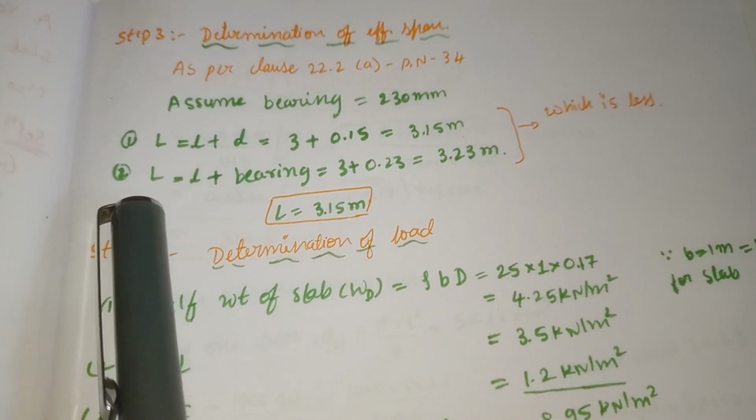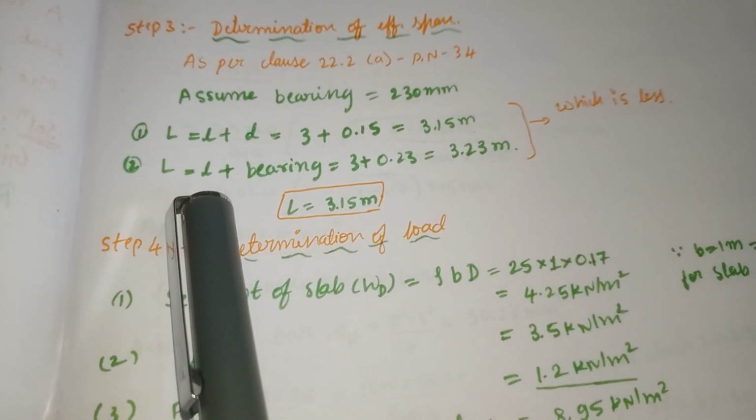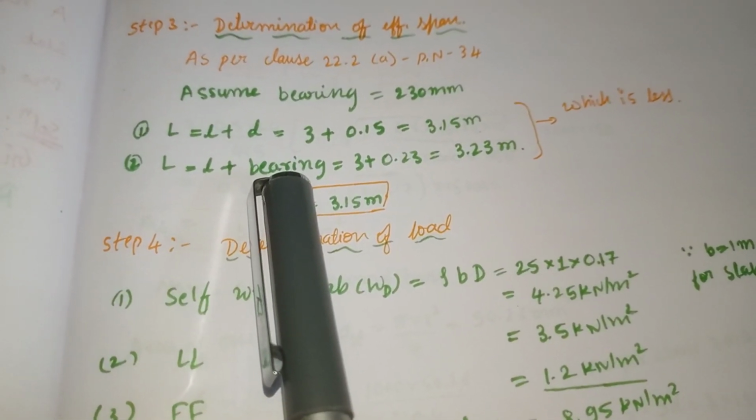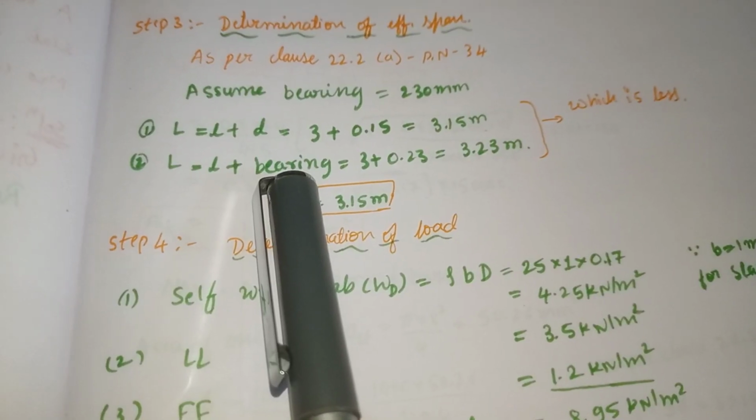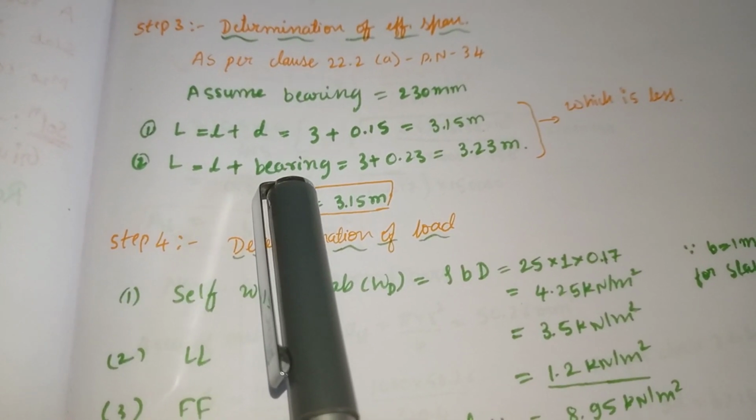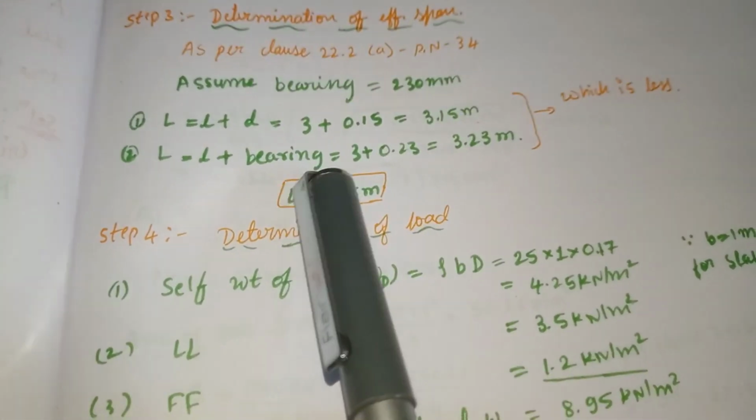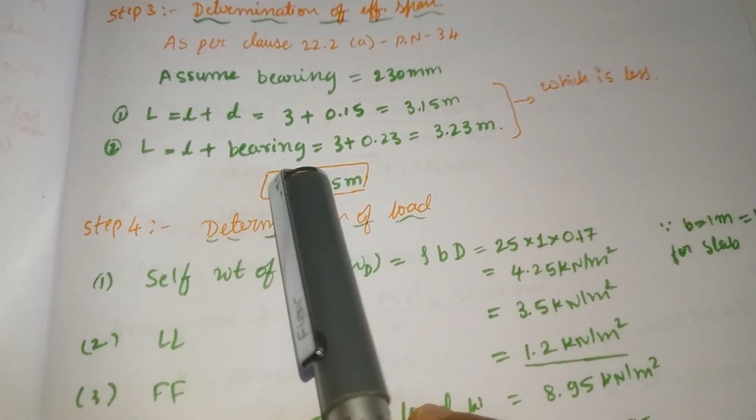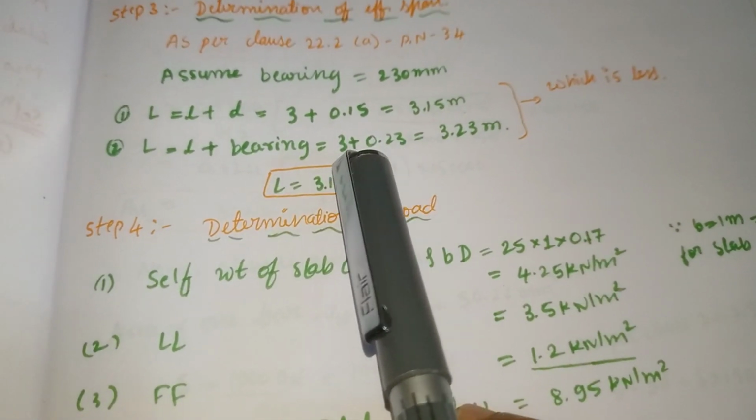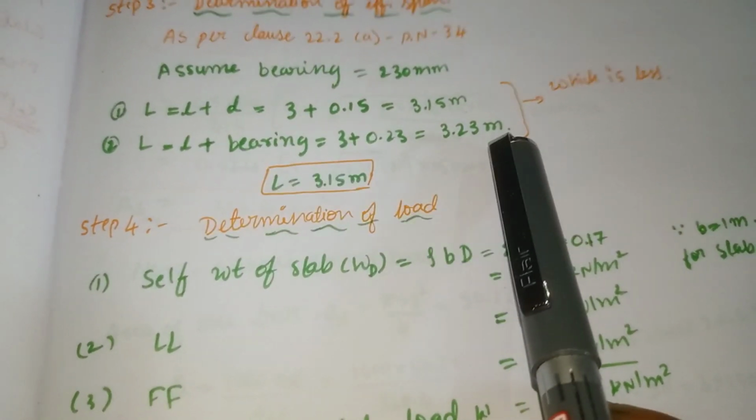And the next criterion is clear span plus bearing. The bearing value is not given in the problem. If it is not given, we have to assume it as necessary for the calculation. So I am assuming the bearing value is 230 mm. Substituting all the values, L is 3 meter plus bearing 0.23. After simplifying we get our L value as 3.23 meter.